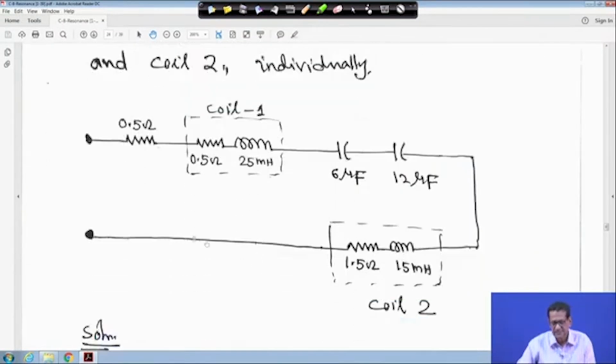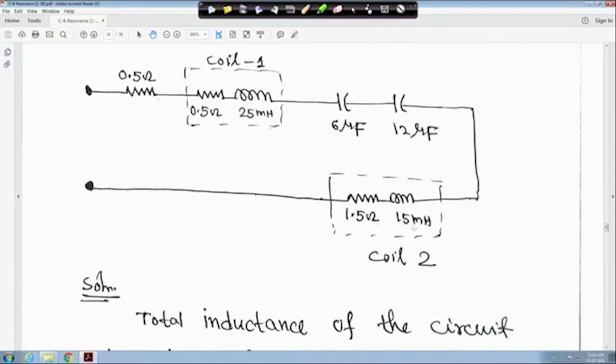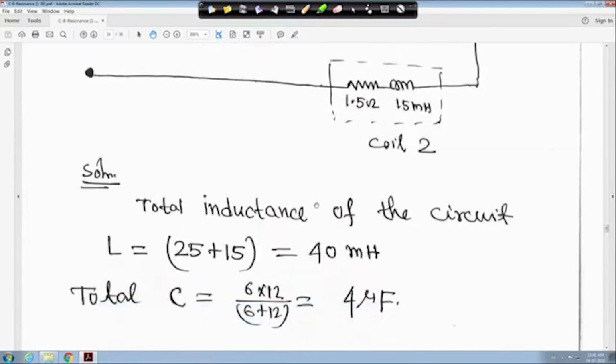So this is my series circuit. This resistance is given as 0.5 ohm. This is coil 1, its resistance is 0.5 ohm, inductance is 25 millihenry. These two capacitors are in series, 6 microfarad and 12 microfarad, right? And this is coil 2, resistance is 1.5 ohm and inductance is 15 millihenry. This is the problem.